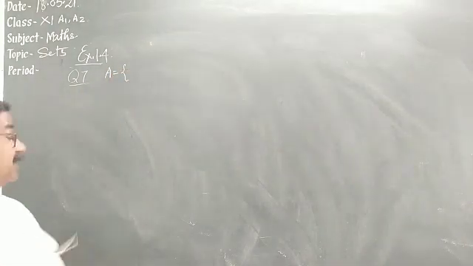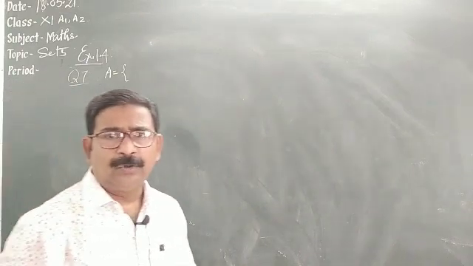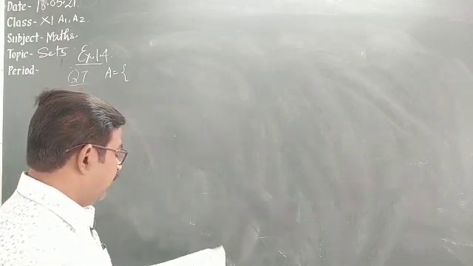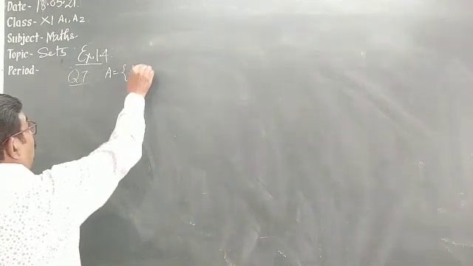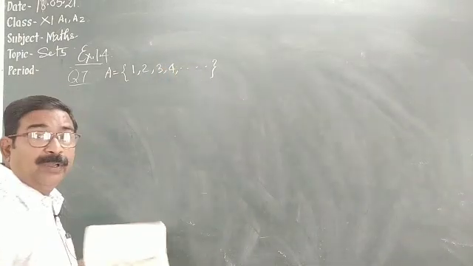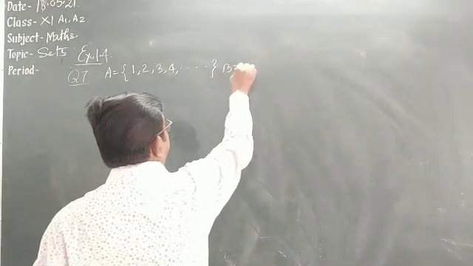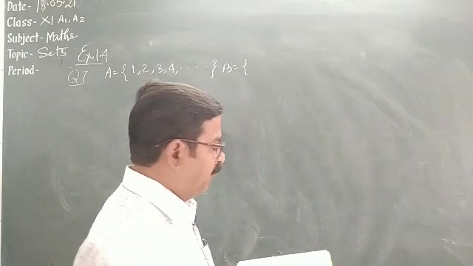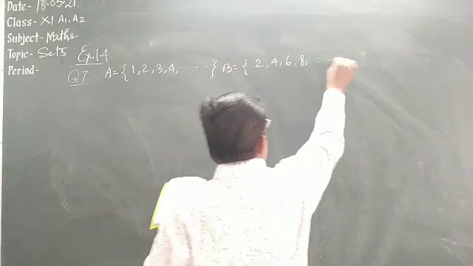Set A is given. If the set is given in set builder form, you can write it in roster form. So set A is given as x such that x is a natural number. See, natural numbers 1, 2, 3, 4 and so on go to infinity. Now set B is given. We have x such that x is an even natural number. We have 2, 4, 6, 8 and so on.